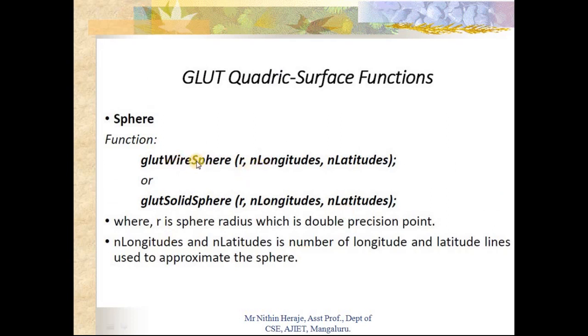So this is the function for a sphere, glutWireSphere. If you want a wire sphere, then you have to go for this, or if you just want a solid sphere, you can go with this function. And these are the parameters: r, nLongitudes and nLatitudes, where r is the sphere radius, and nLongitudes and nLatitudes is the number of longitude and latitude lines to approximate the sphere.